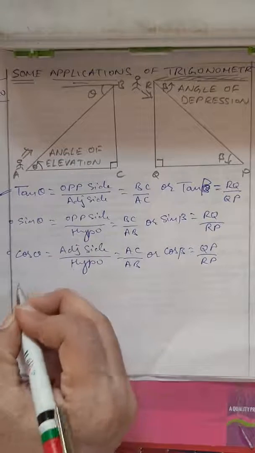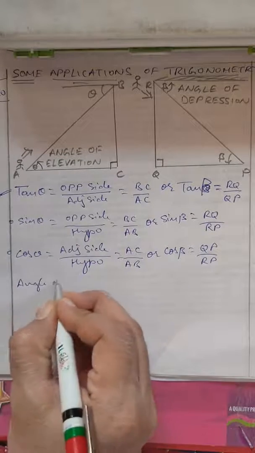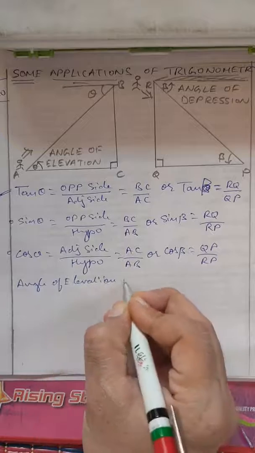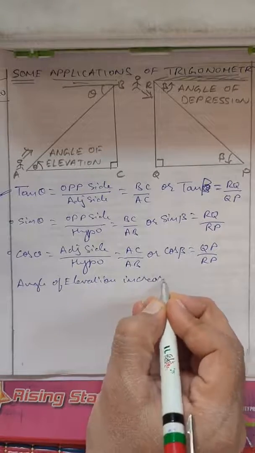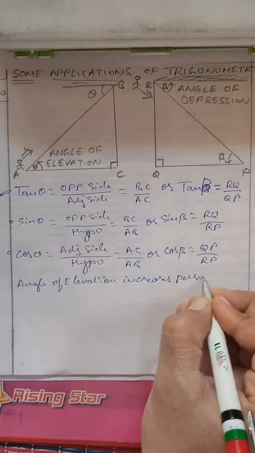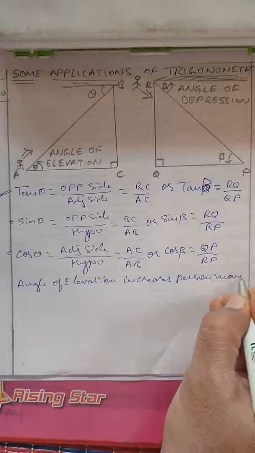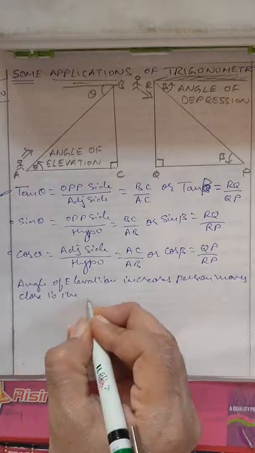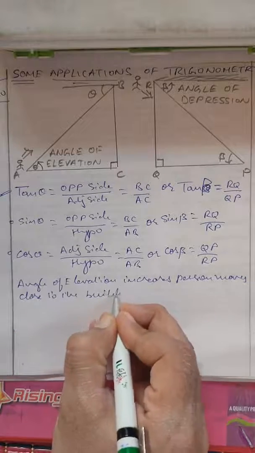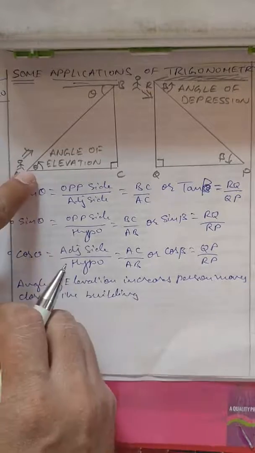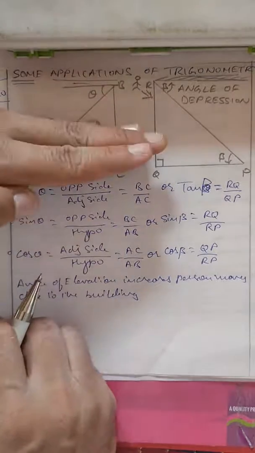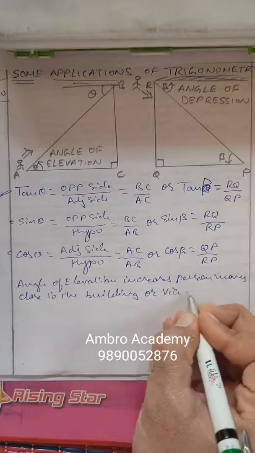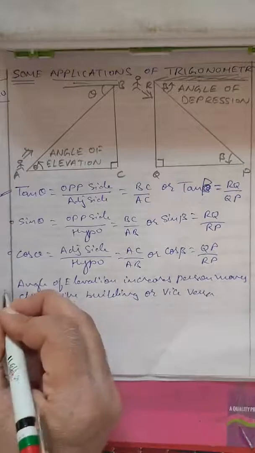I will write: angle of elevation increases, person moves close to the building or tower, and vice versa. If the person is moving away, this angle goes on decreasing. This is a very important note.